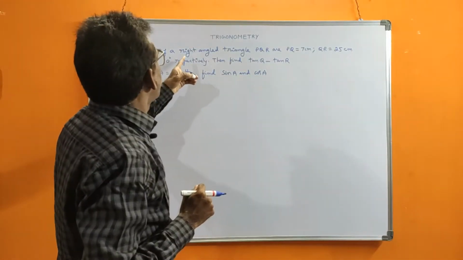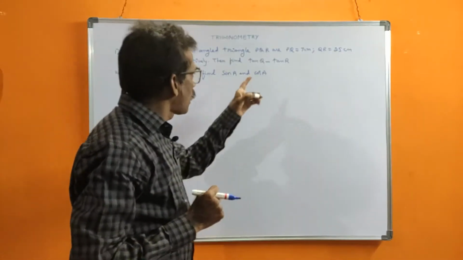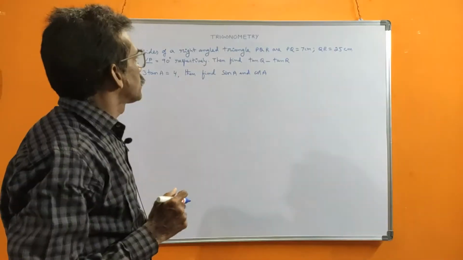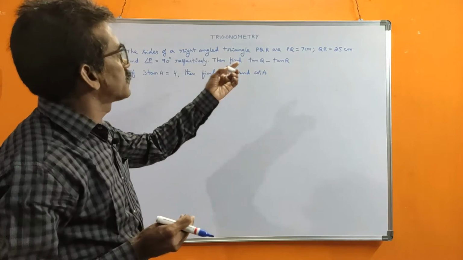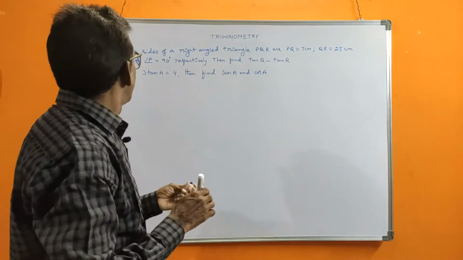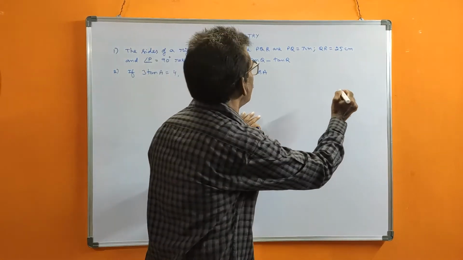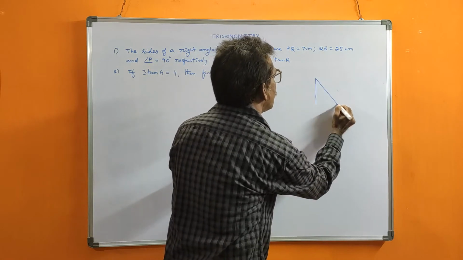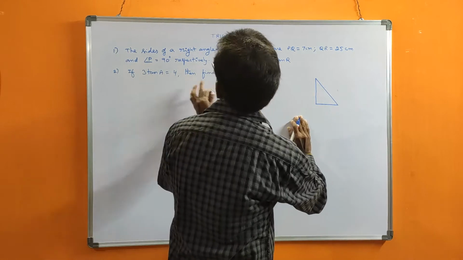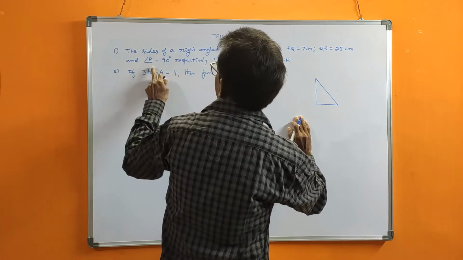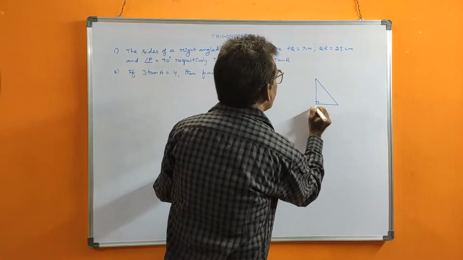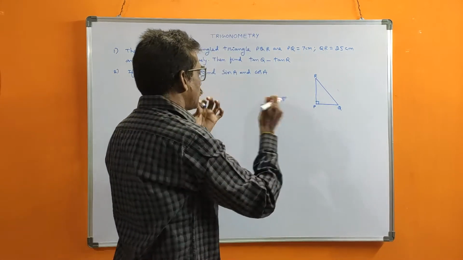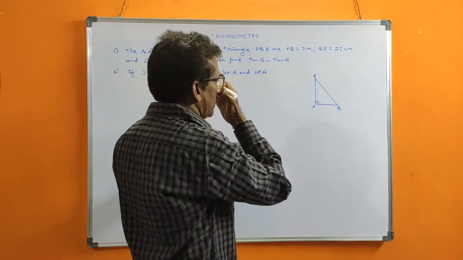The sides of a right angle triangle PQR are PQ is equal to 7 centimeters, QR is equal to 25 centimeters. Maybe this is a direct sum. Two sides are given. Now consider the right angle triangle. Which triangle should we take? PQR only. Right angle at what? P. So PQR like this. First you write the right angle, then you write the remaining angles.